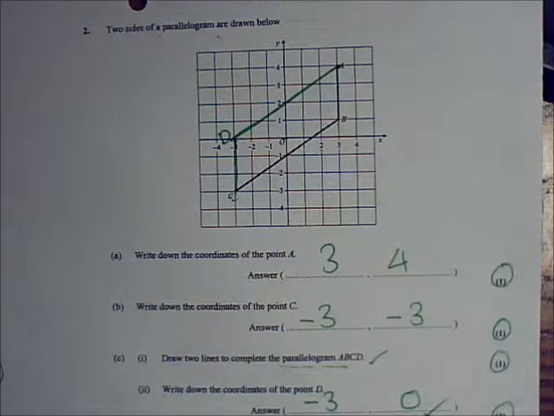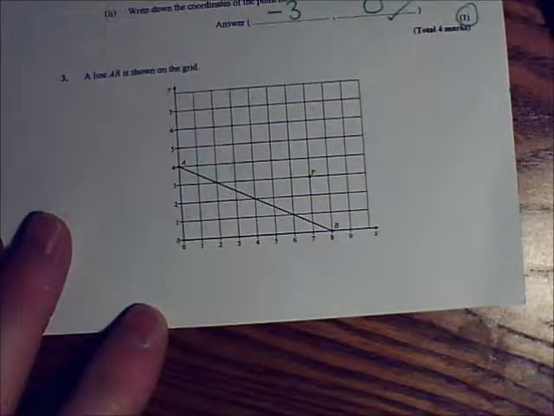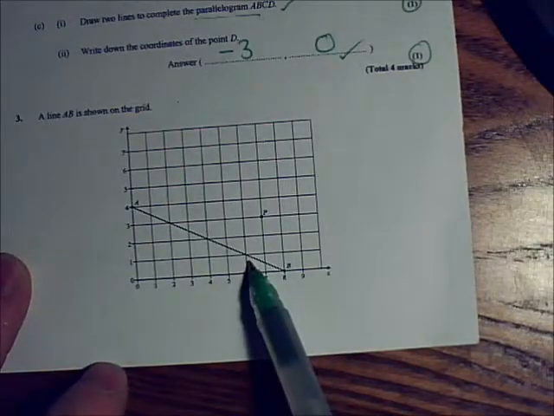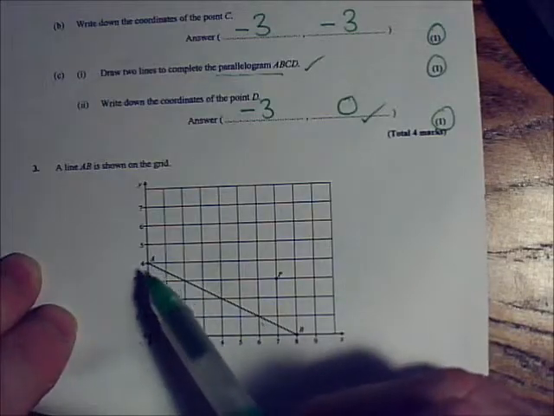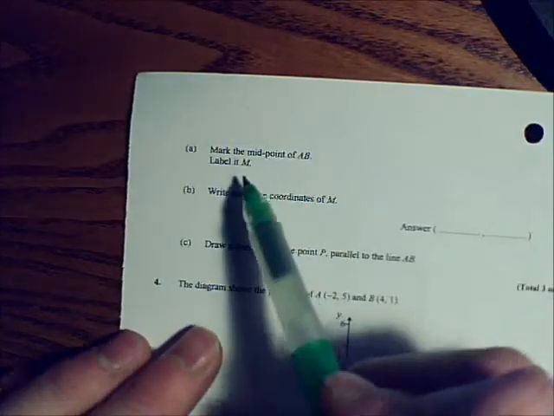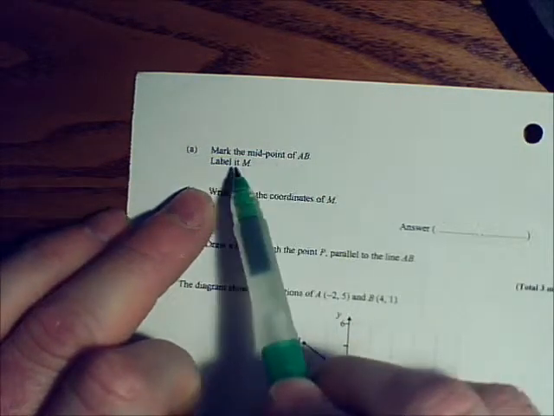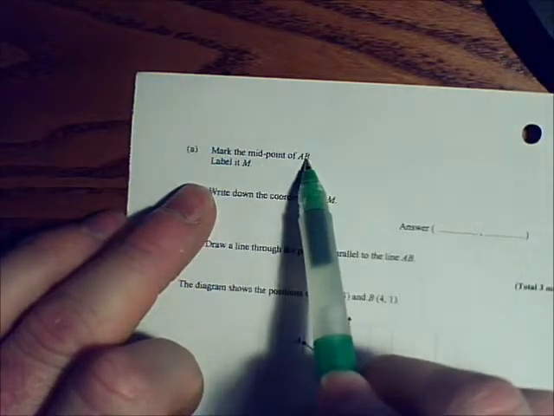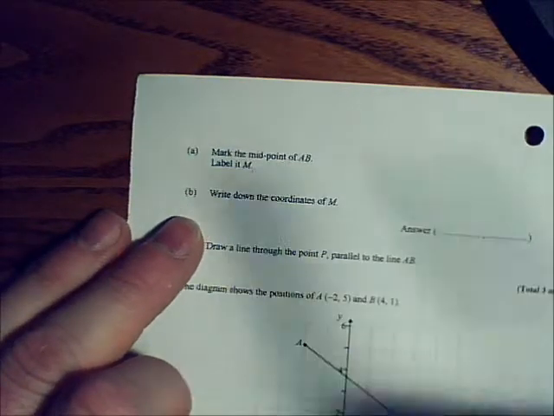1 mark. Okay? Question 3. We'll have to keep flicking back to this diagram because we're on the other side, but we have line AB, and the first part of the question asks us simply to mark on the line the midpoint. So mark the midpoint of AB, label it M.